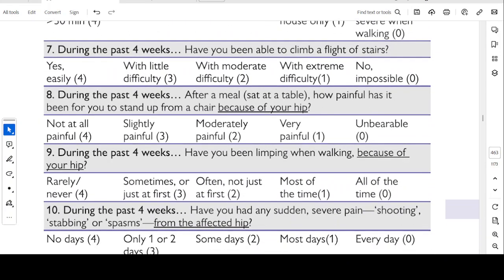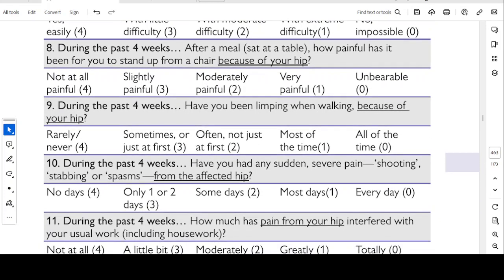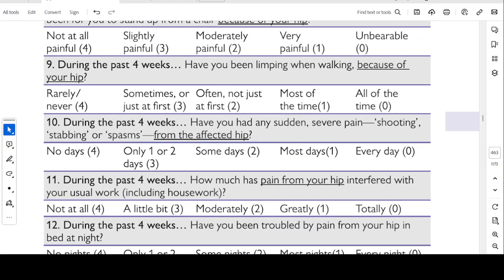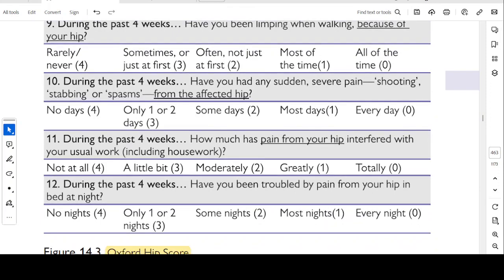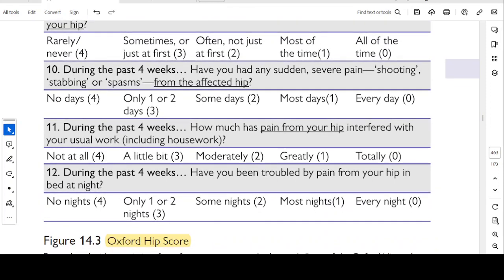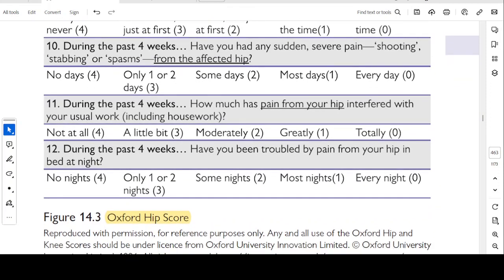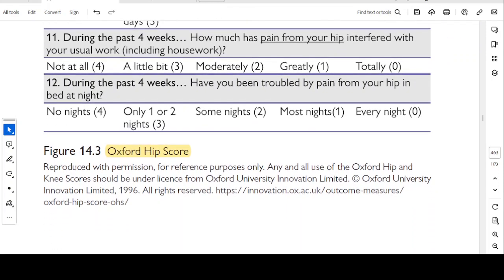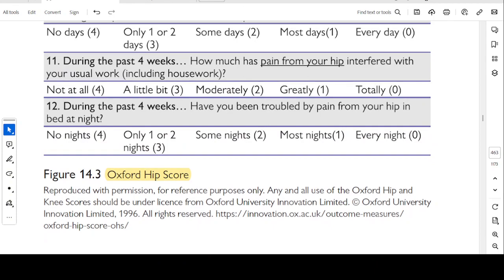After a meal, how painful has it been to stand up from a chair because of your hip? Have you been limping when walking because of your hip? Have you had any sudden severe pain, shooting, stabbing or spasms from the affected leg? How much has pain from your hip interfered with your usual work including household work? Have you been troubled by pain from your hip in bed at night? So these are the 12 questions in the Oxford hip score.